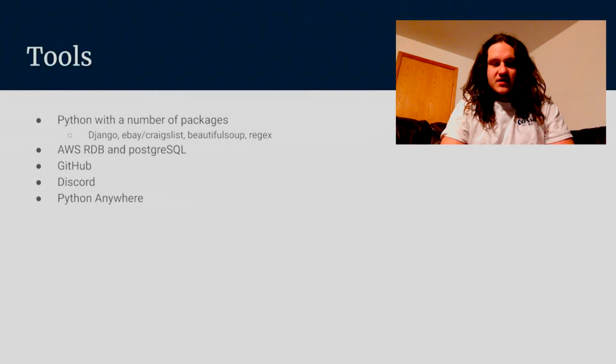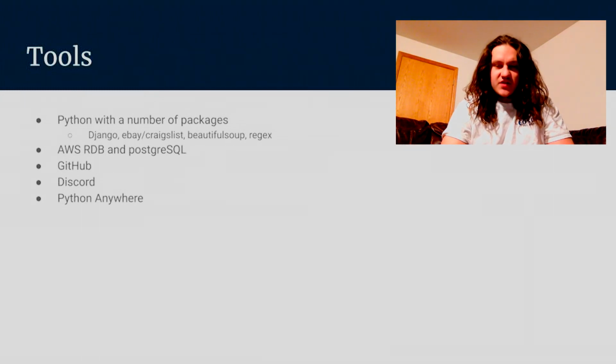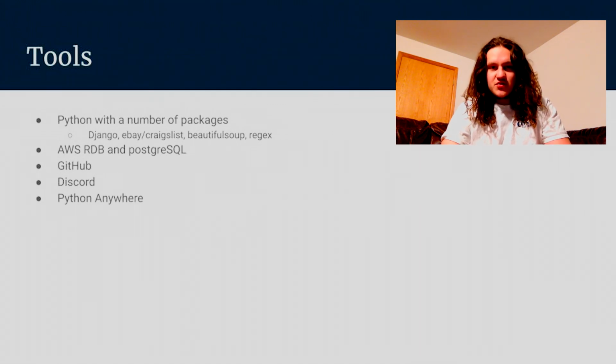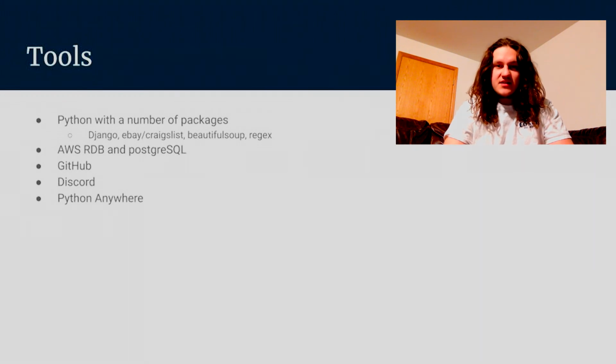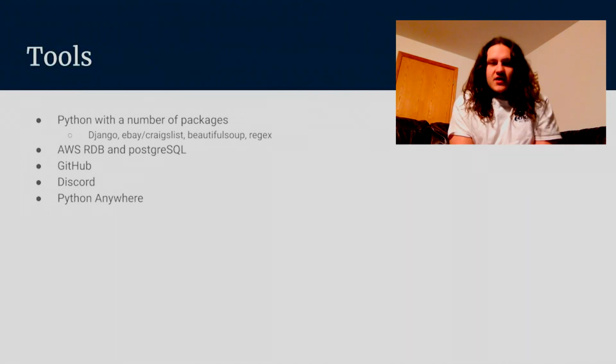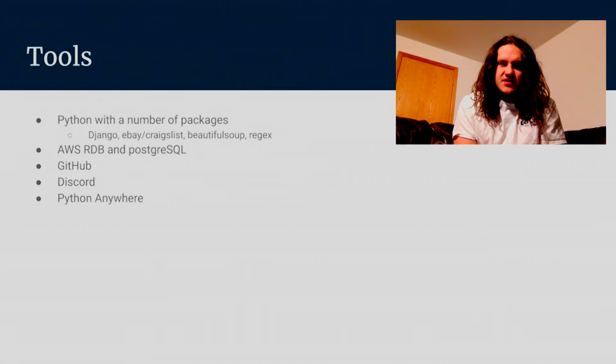Then our next tool was Amazon Web Services with our relational database and Postgres. That's what we use to store all of our data, to hit the historical database, and also populate entries faster. We also used GitHub for source control, keeping everything synced between all of our machines. And then Discord was really huge, especially during the whole COVID-19 crisis, because we were able to communicate very efficiently and effectively between each other.